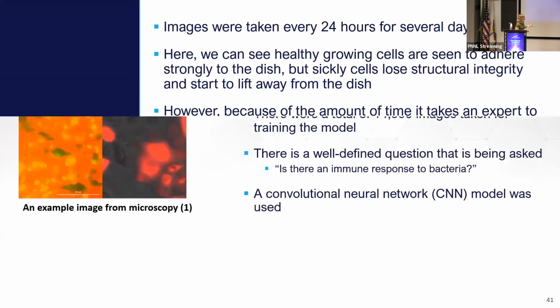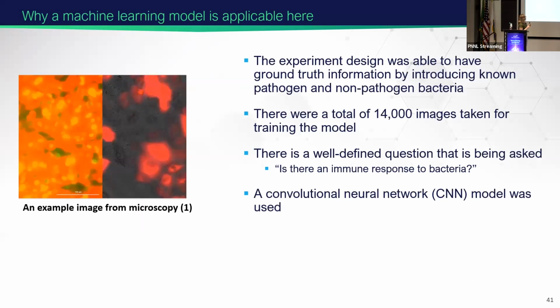So the way they did this, again, getting back to those 4 main things that we need to have a good machine learning model in scientific discovery, is that we have a clear question: is this unknown bacteria pathogenic or not? They were able to collect 14,000 images, which is pretty good for doing machine learning. It's not just a handful with a couple replicates here or there.